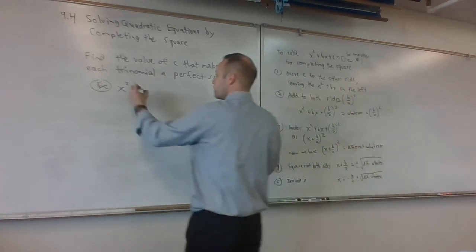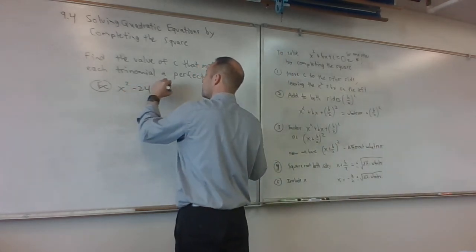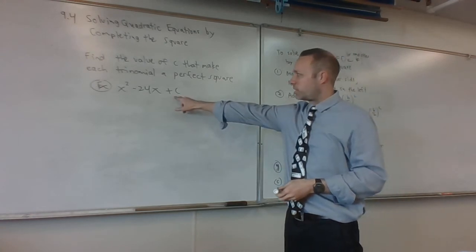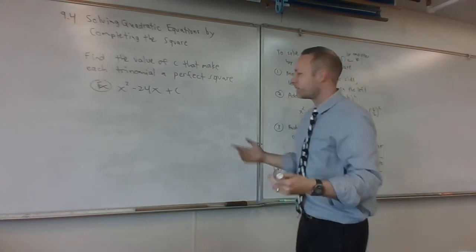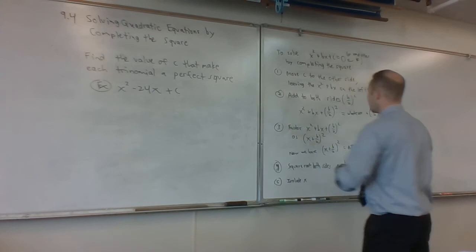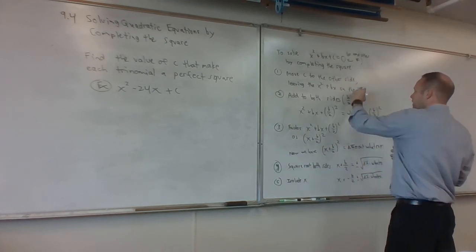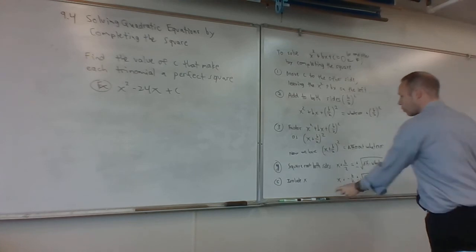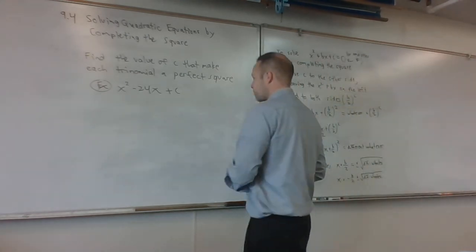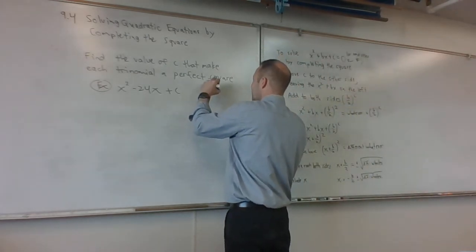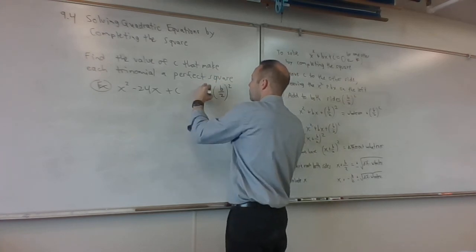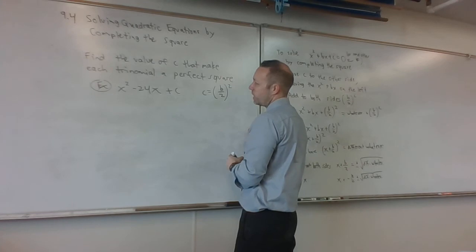Yeah, sure. Minus 24x plus c. So we want to find what number here would create a perfect square for us. Well, guess what? It's this thing that we've already been dealing with. It's just that b over 2 squared. So how to do these is our b over 2 squared. That's what we want to create a perfect square.